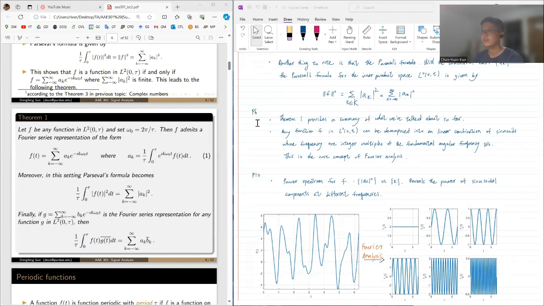And now let's take a look at theorem 1 on page 6. Theorem 1 essentially provides a summary of what we have talked about so far. It can be summarized in words: any function f in the Lebesgue space can be decomposed into a linear combination of sinusoids whose frequencies are integer multiples of the fundamental angular frequency omega naught. And this is exactly the core concept of Fourier analysis.